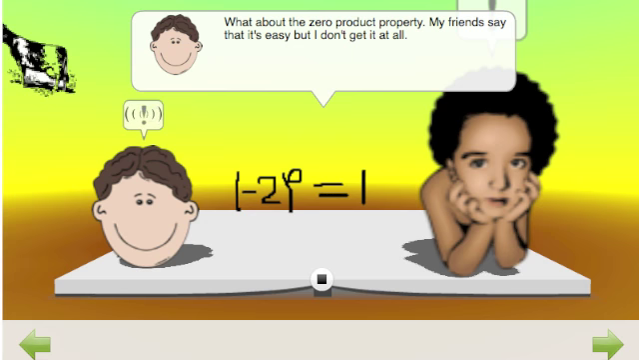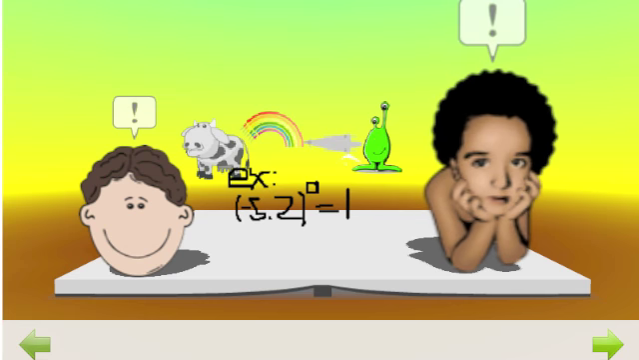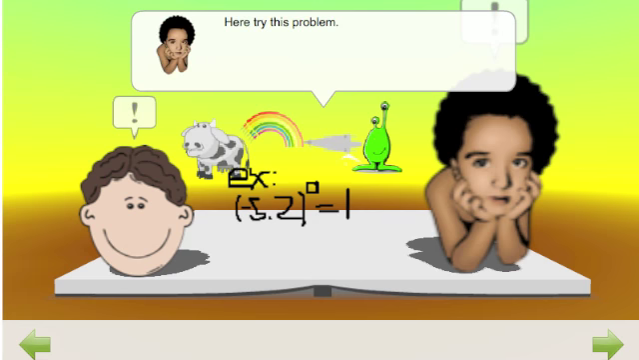What about the zero product property? My friends say that it's easy, but I don't get it at all. In the zero product property, if the exponent is 0, the answer is 1. No work needed. I think I can remember that. It's pretty easy.